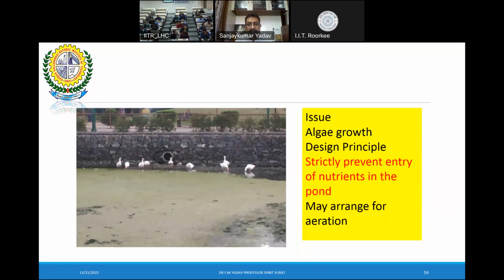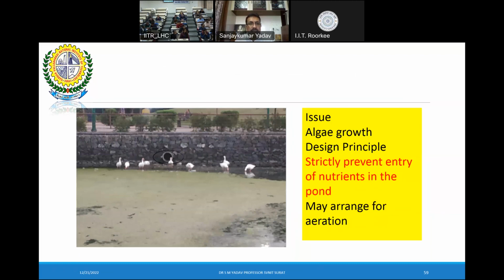Apart from that, arrangements for aeration of the pond will also help to a certain extent, but the main thing is the nutrients which are draining into the pond. They are responsible for the growth of algae, and they are required to be, what you can say, prevented from entering the natural pond.